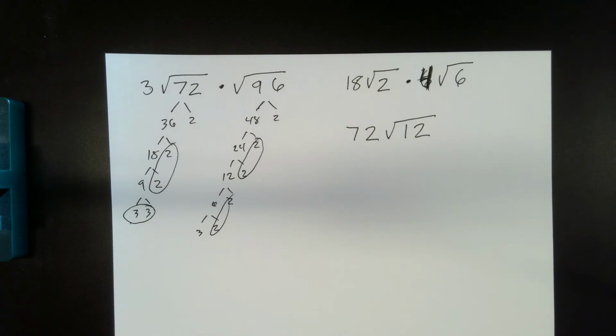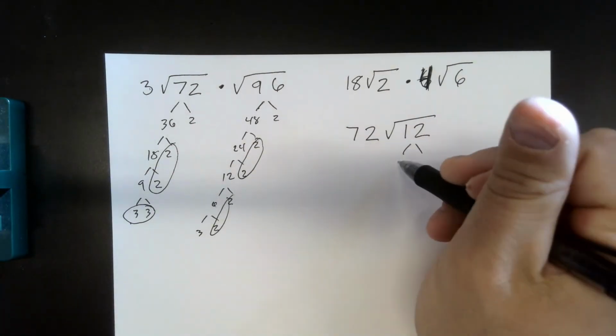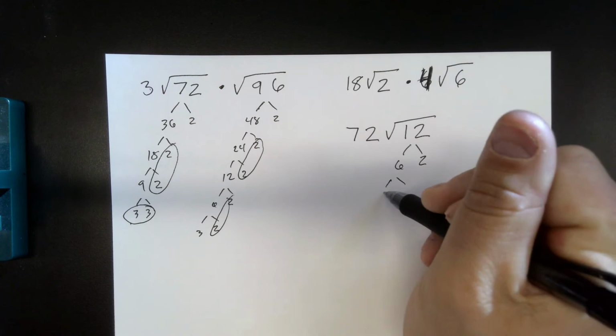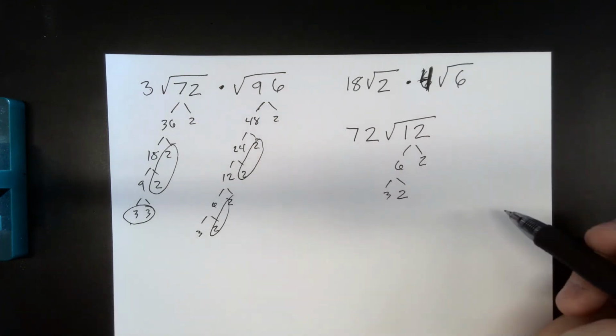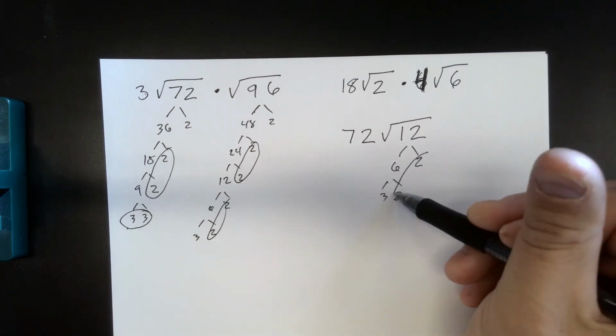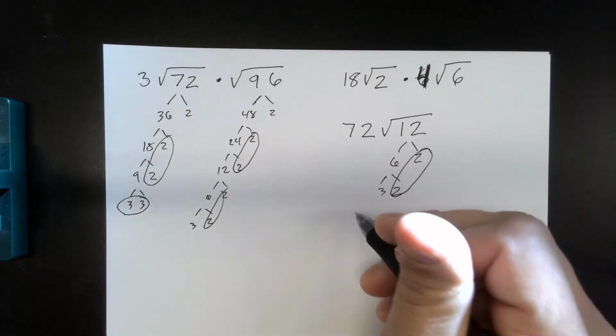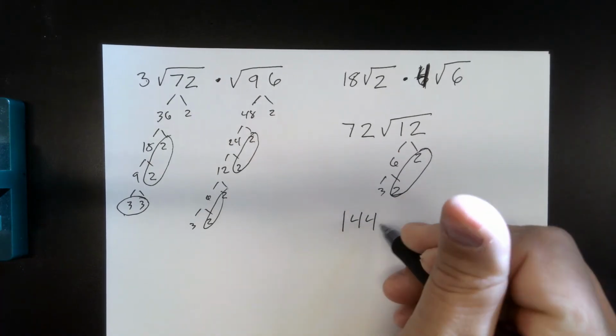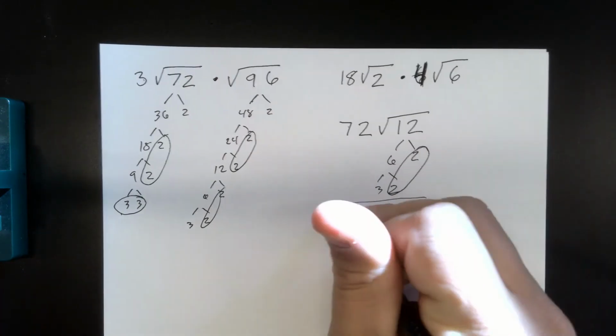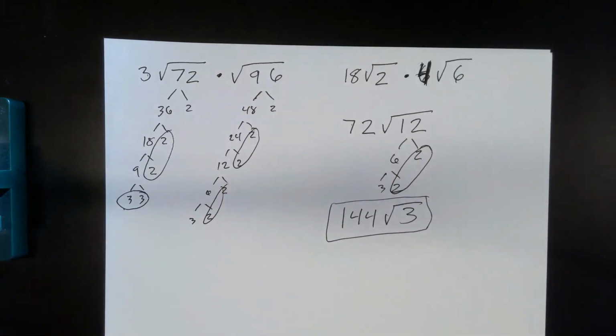Everyone should shake their head no. Why are we not done? You always have to look to see if you can factor the radical. So this gives us 6 and 2, 3 and 2. Do we get a pair? We're going to bring that number out, multiply it to 72 to give us 144 with the square root of 3 left over. And there's your answer. You have to go till you can't get any more pairs.